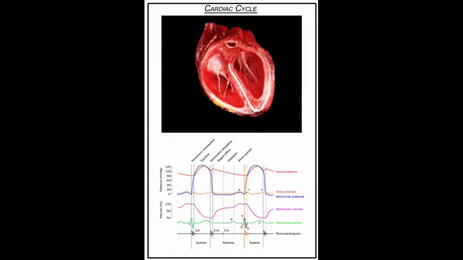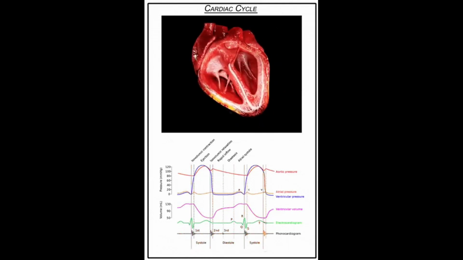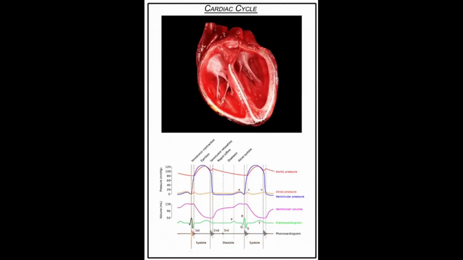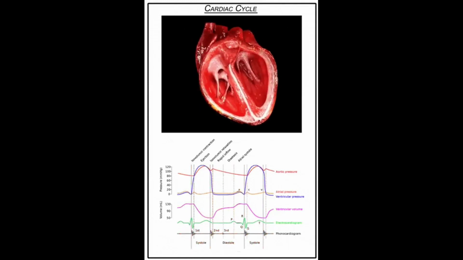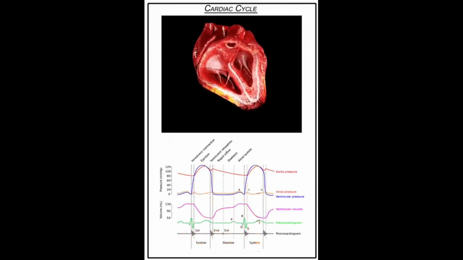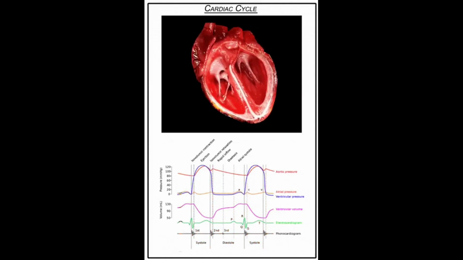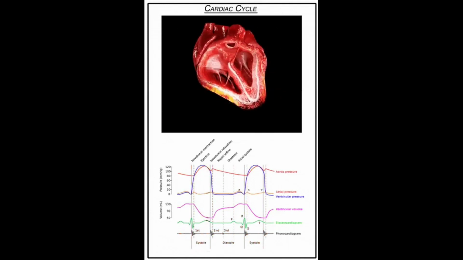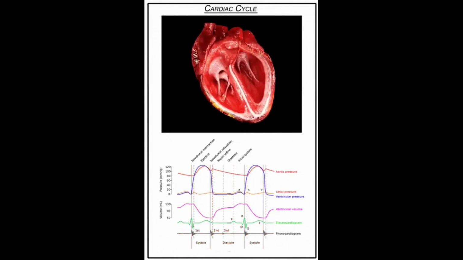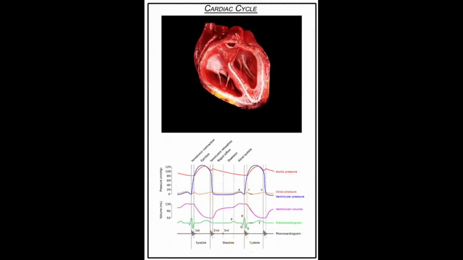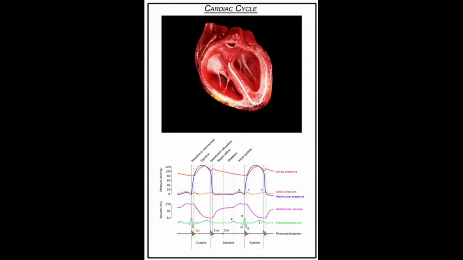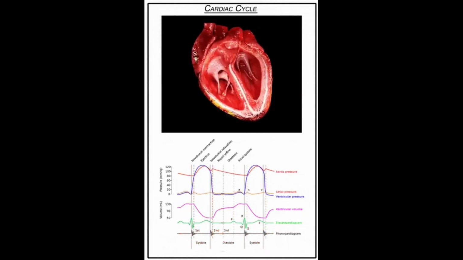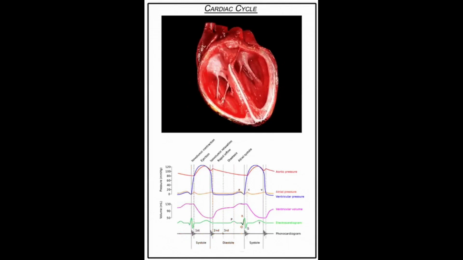In other words, the cardiac cycle is said to consist of the systole and diastole of the heart. What is systole? Systole is actually contraction of the muscles of the heart, and diastole is relaxation of the muscles of the heart. When we say atrial systole, it means the atrial part of the heart is contracting. When we say atrial diastole, it means the atrial part of the heart is relaxing. And when we say ventricular systole, it is the ventricular part of the heart that is contracting.